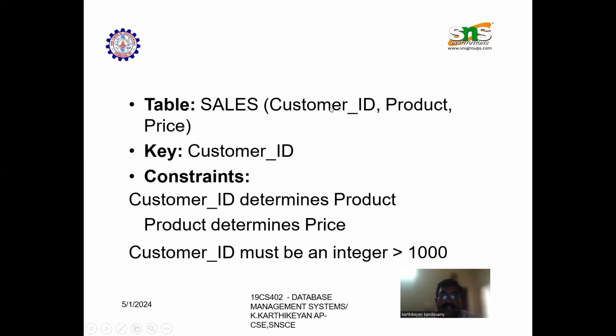Table sales: customer ID, product ID; key is customer ID. Constraints: customer ID determines product, product determines price, and customer ID must be an integer greater than a thousand. This is the process of checking the table.